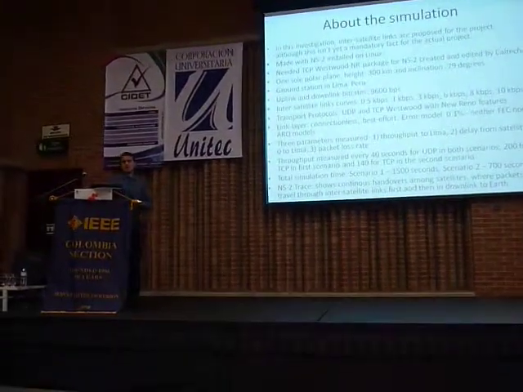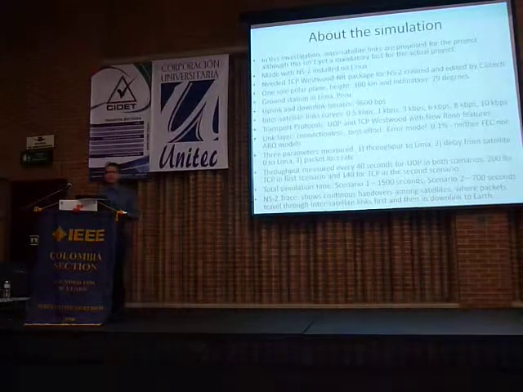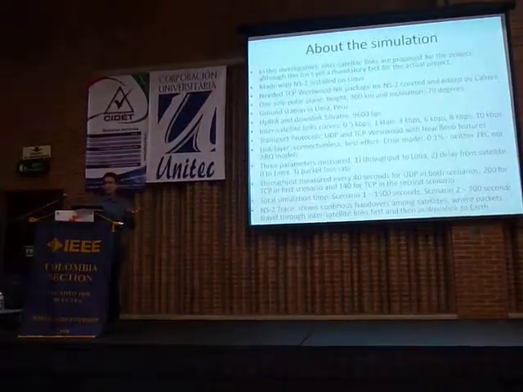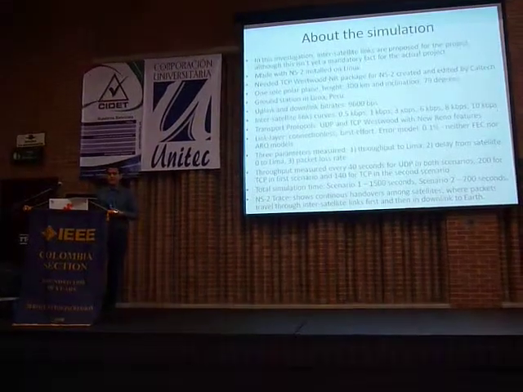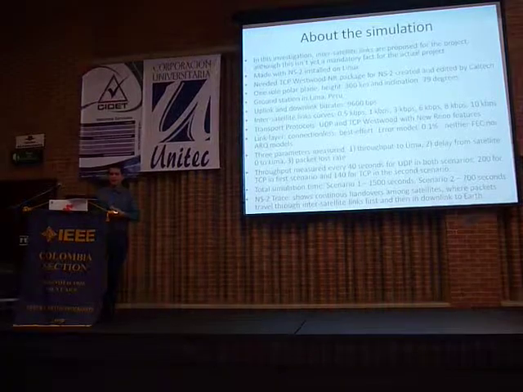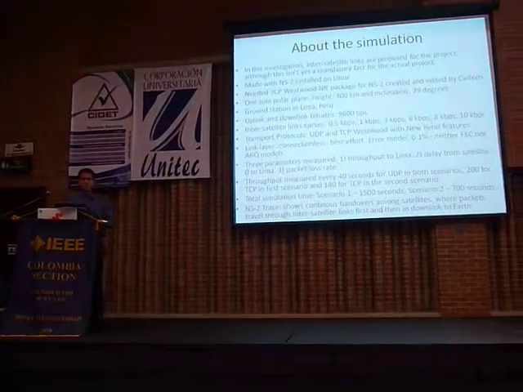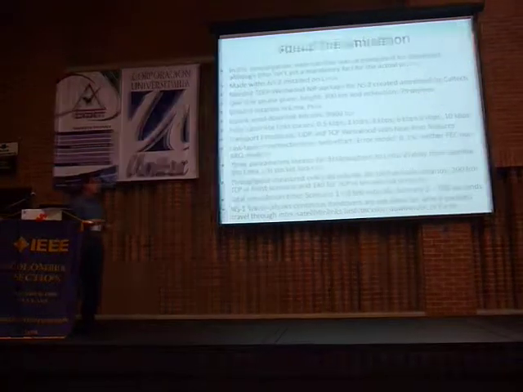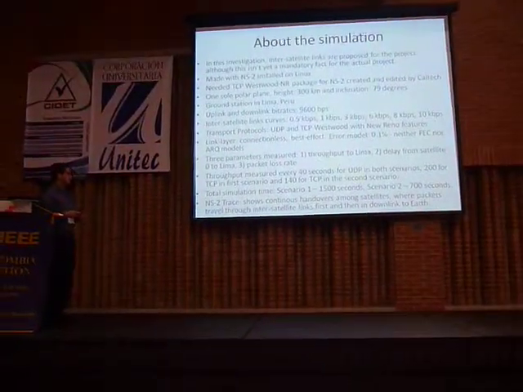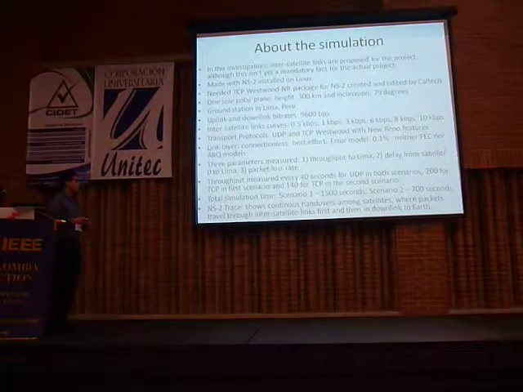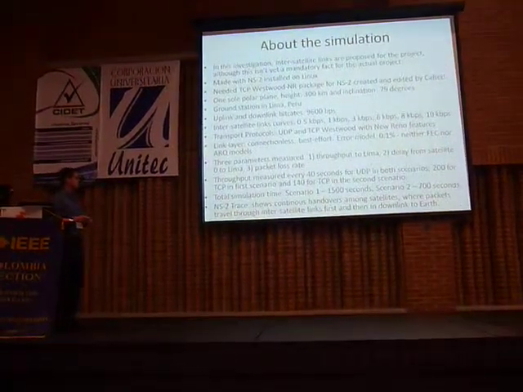Three parameters are measured in this paper. First, the throughput to Lima. This is the rate of bits received by the ground station. Then, the delay from satellite number 0 to Lima. And then, third, the packet loss rate. Well, the throughput is measured every 40 seconds for UDP in both scenarios. And for TCP, it's 200 for the first scenario and 140 for the second scenario.